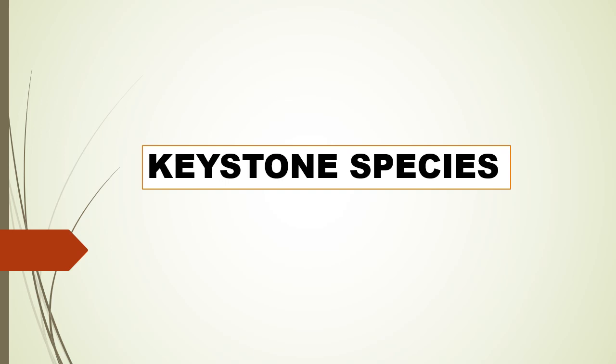So let us start with keystone species and their role in ecosystem. As the name implies, keystone species play key roles in ecosystem. Keystone species are those species which play a unique or crucial role in ecosystem function. The concept of keystone species was introduced in 1969 by Professor Robert T. Paine, and he was a professor of zoology at the University of Washington.